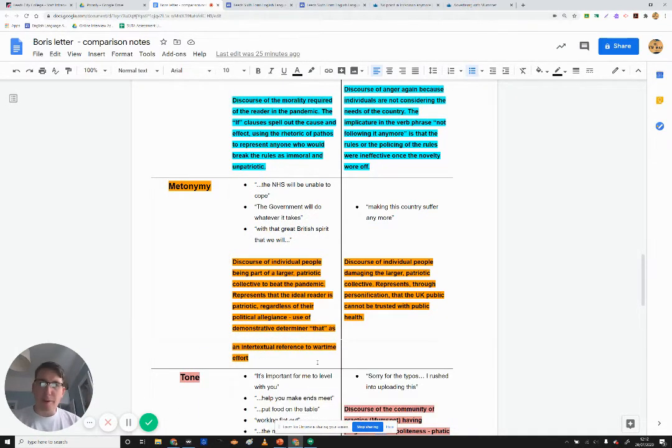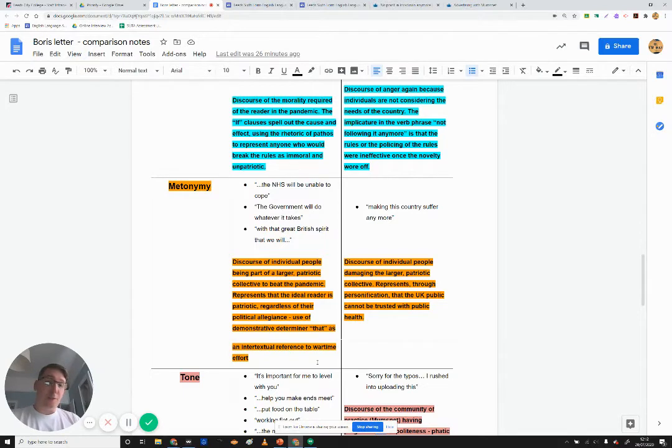The next point of comparison we can make is how both texts use metonymy. Metonymy, like metaphor, is referring to something as if it's something else. But metonymy is when you refer to one part as part of a greater whole. So referring to your boss as the suit. Suit is what he wears, but that's not what a boss is. So it's representing it. This text does it in terms of Boris because he talks about the NHS as if it's a cohesive single unit. The NHS will be unable to cope.